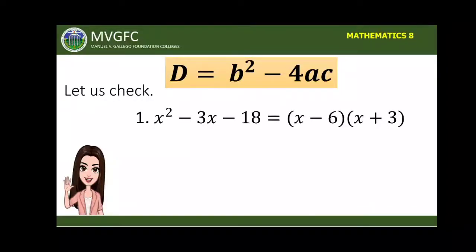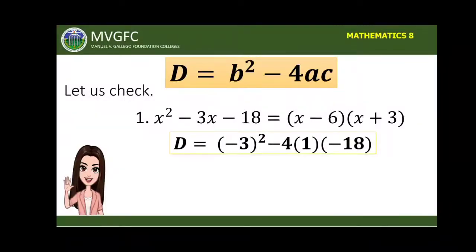Ang sagot natin is quantity x minus 6 multiplied by quantity x plus 3. So, simply use the discriminant po. So, we have b squared. The value of b is negative 3. That's why you need to substitute negative 3 sa b. So, negative 3 quantity squared minus 4 multiplied by 1 because our a is 1 kasi x squared lang siya. Next is our c is negative 18. So, negative 4 times 1 times negative 18. So, our answer is that d is equal to 81.